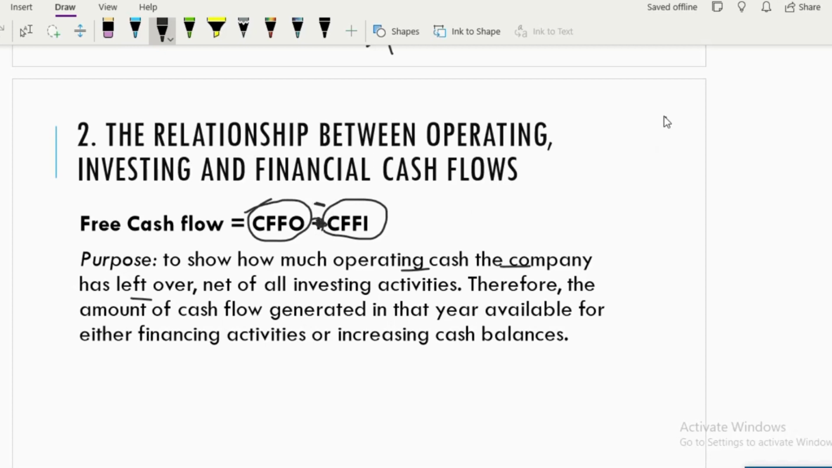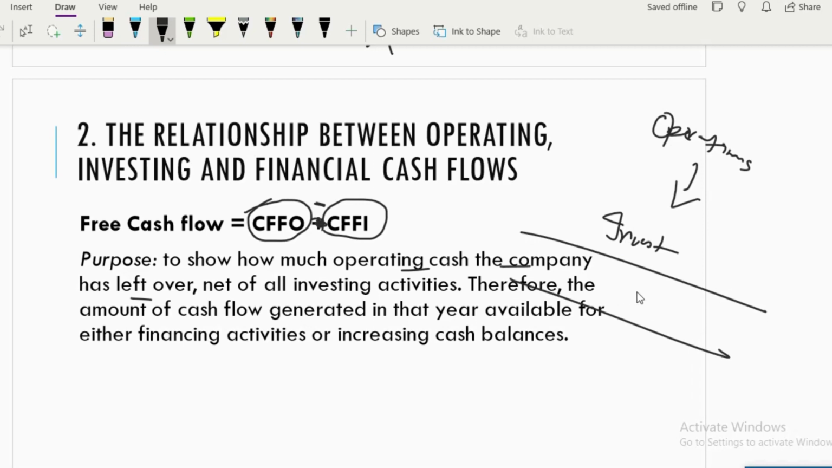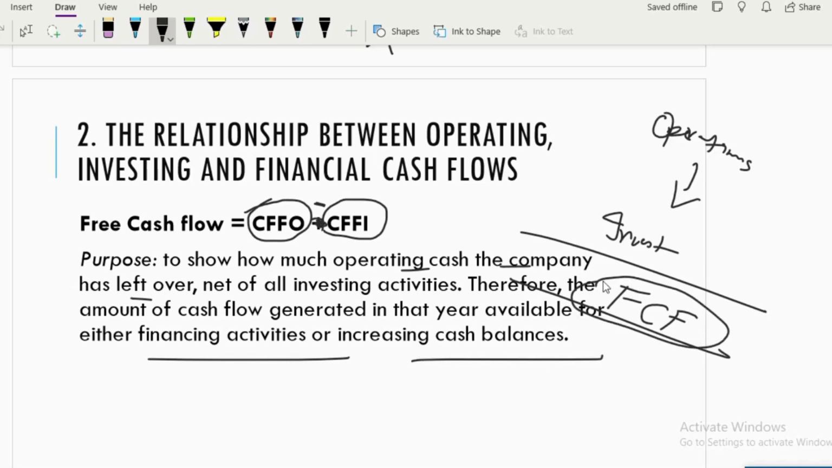Okay, so you generate the money from operations and you use this money to invest in assets, and if there is something left over, we call it free cash flow. Therefore, it is the amount of cash flow generated in that year available for either financing activities or increasing the cash balance. So this free cash flow could be used to pay back your loans or repurchase the shares.